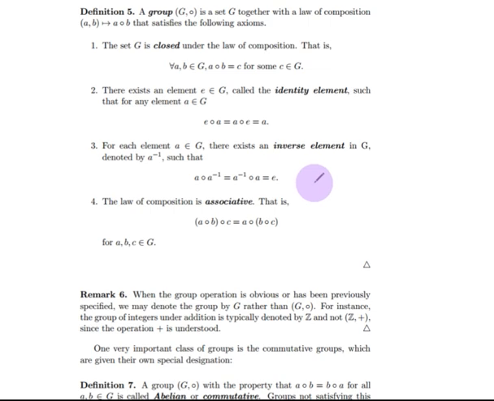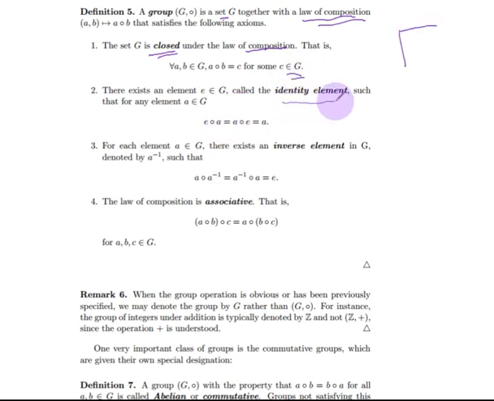Alright, so here's the general definition of group. A group is a set together with a law of composition, okay, that we've just defined. And the set must be closed under the law of composition. As I said, if you do the operation table, all the elements in the operation table have to be also in the same set as the elements on the sides.